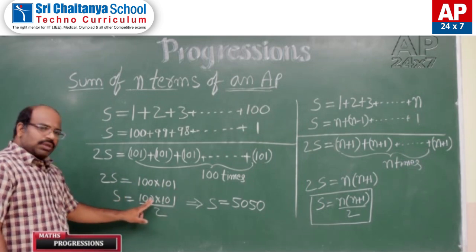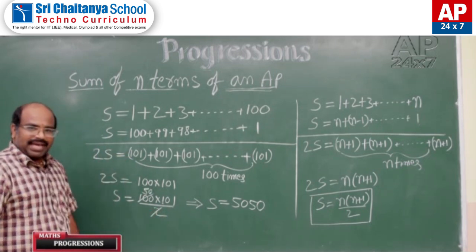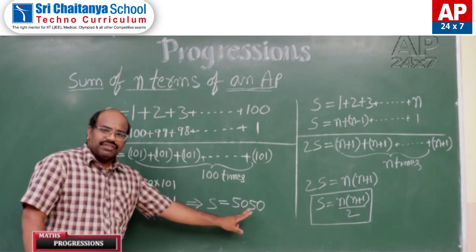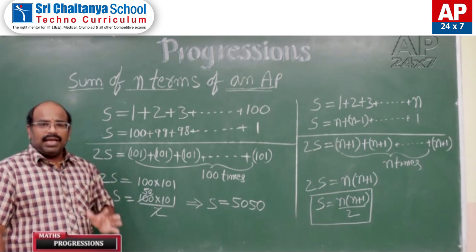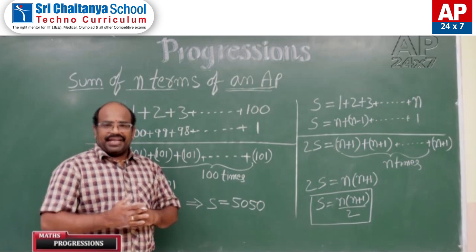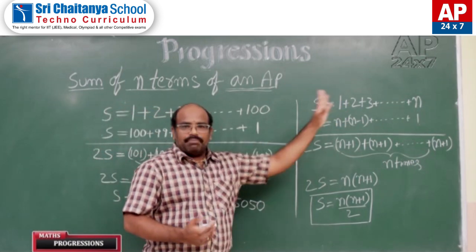S is equal to 100 into 101 by 2. Here we can cancel 50 times. So, the resultant value is S is equal to 5050. In this way, he approached the problem and gave the answer in a rapid manner. Now, let me apply the same technique to find the sum of the first n natural numbers.